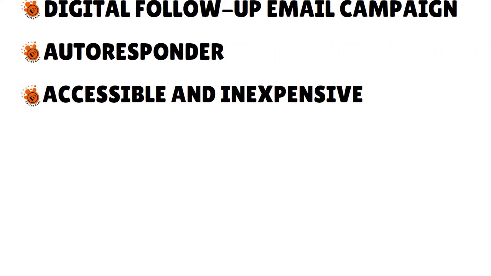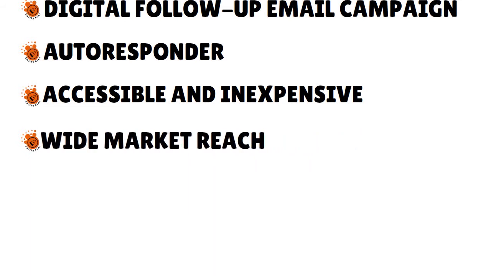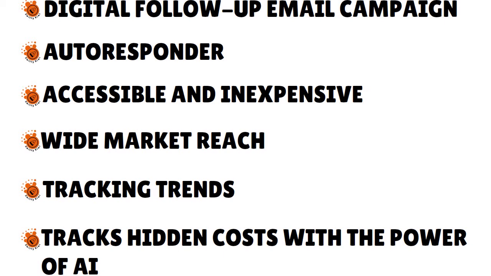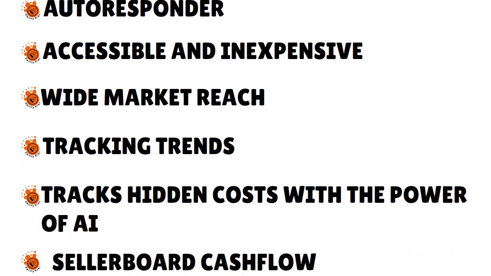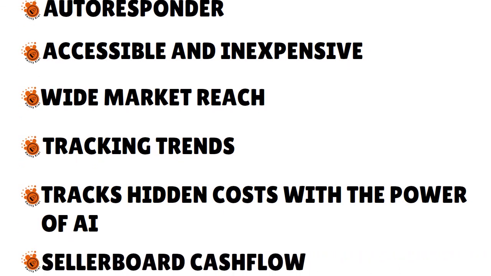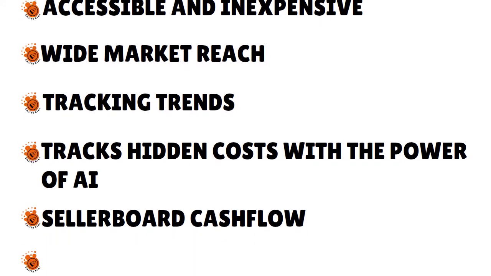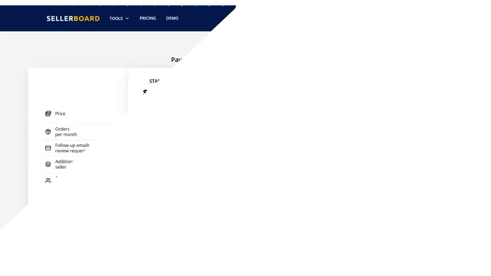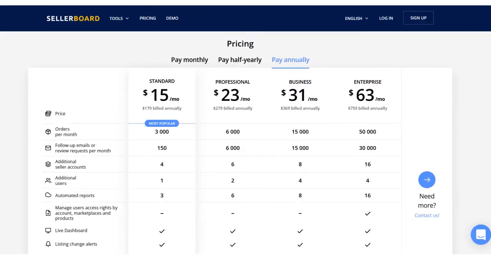The software helps you become accessible vis-a-vis your buyers. Okay, and you have a wide market reach. You can track trends. You can track hidden costs with the power of AI. Okay, you can actually see your SellerBoard cash flow. You can have access to excellent customer service 24/7. And in terms of pricing, you can see on the screen the SellerBoard pricing. So you have different tiers here, okay?